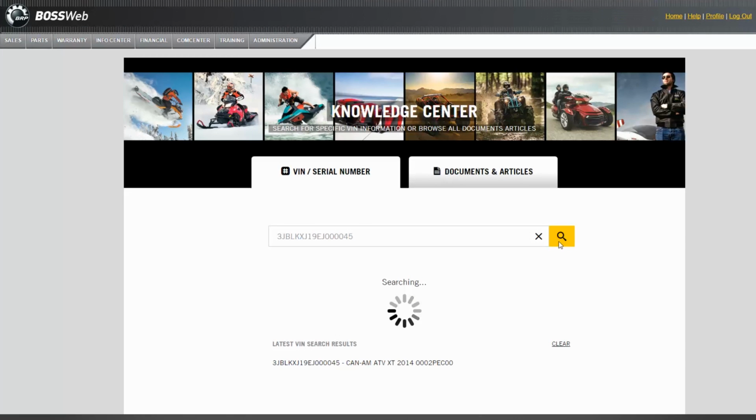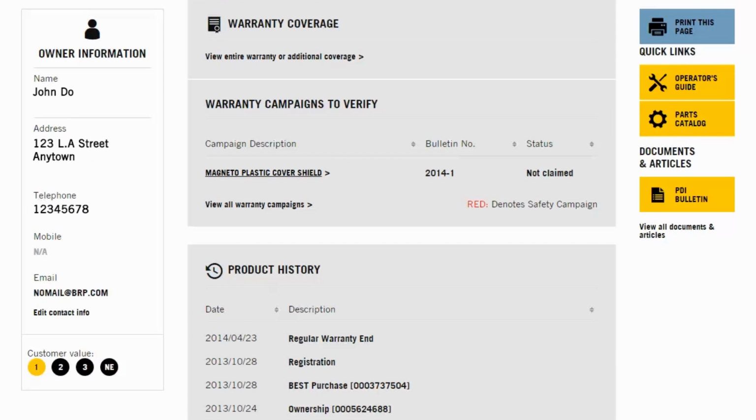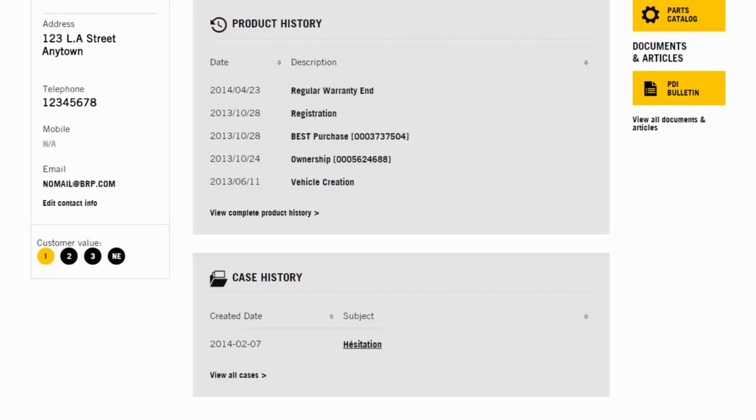Next, search the unit's serial number in the Knowledge Center. By entering the unit's serial number, you will access highly valuable information covering the vehicle's history, all applicable warranty campaigns, bulletins, and technical service tips from our product specialists. This quick search could save you valuable time while testing.